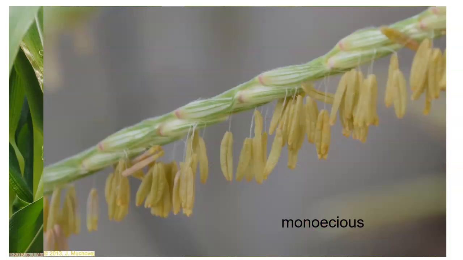Corn plants are imperfect flowers because they are either male or female. Corn plant is monoecious because it has both male and female flowers on the same plant. This upper part produces the pollen. The pollen gets transmitted down the silk. That's how we get fertilization.